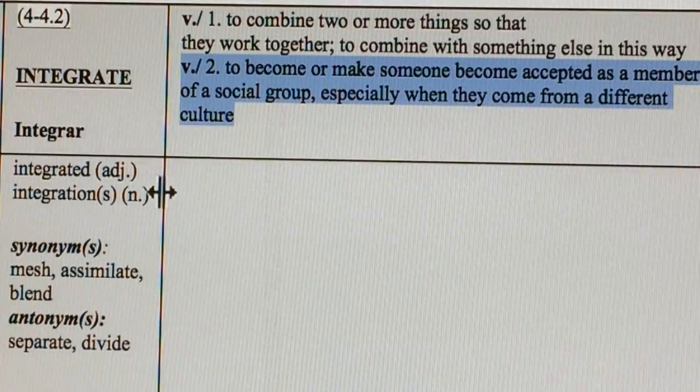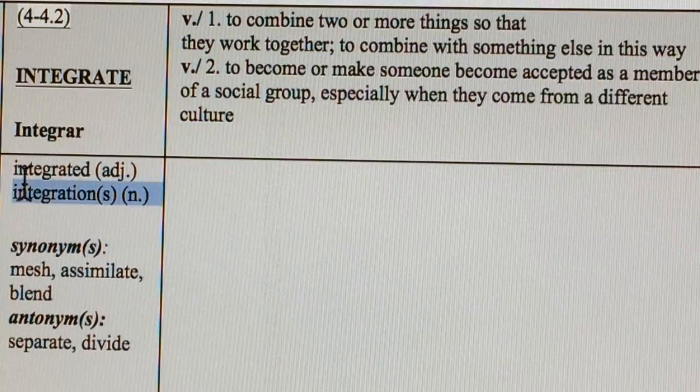Okay, you have 2 familiar words. Integrated, which is your adjective or participle form. So I could say I was integrated into the local community, or the integrated volunteer. Or if you're talking about your essay, you can talk about the integrated quotation in your essay. And the process of integrating is called integration.